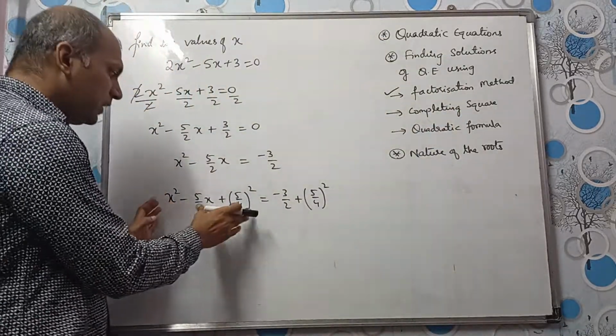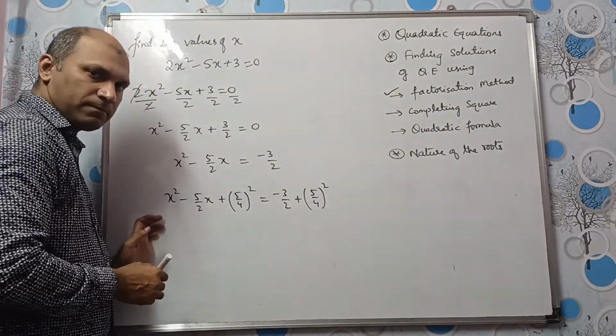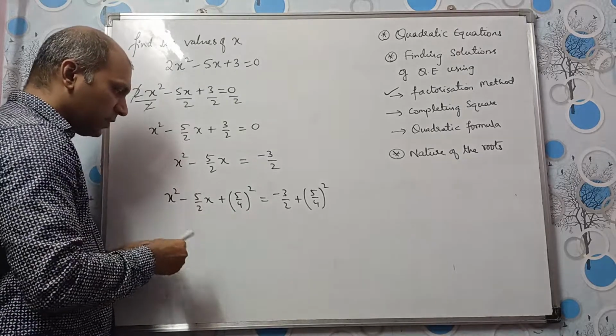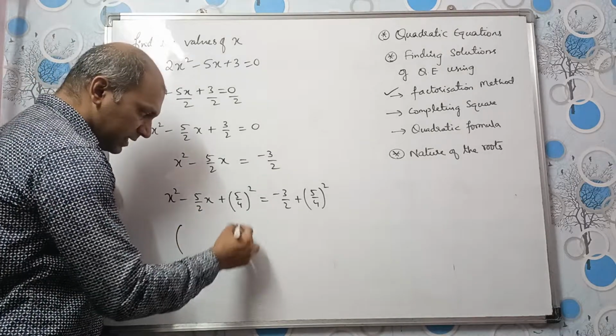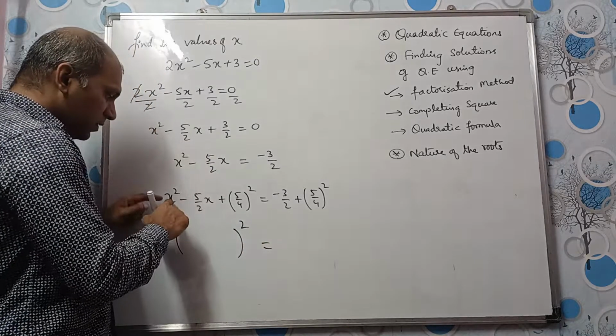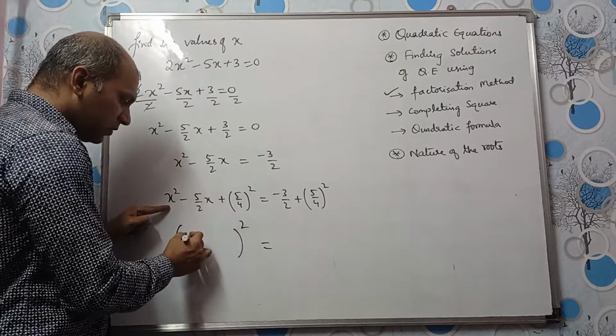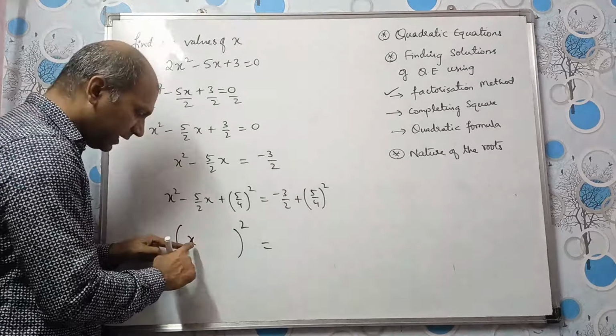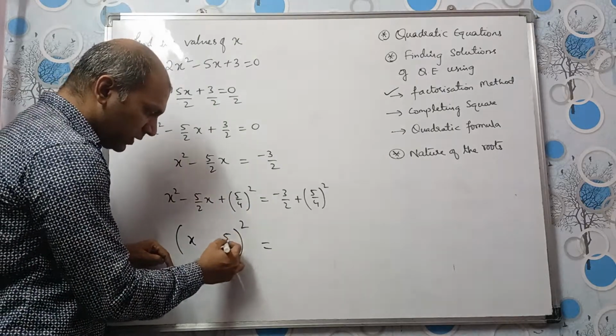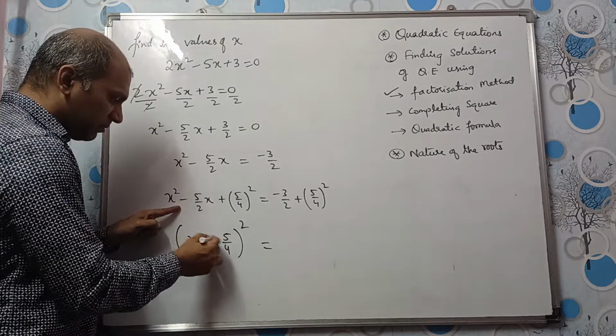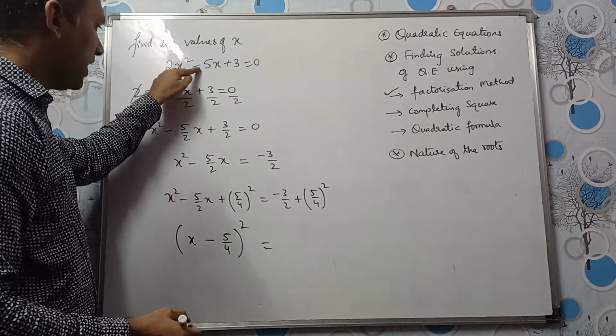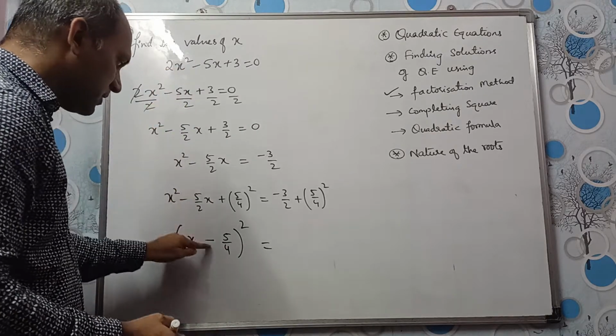Now we need to write this as a square. I'll tell you one trick how to write this as a square. See, which terms are having squares, you write those terms here. X is having a square, write x. 5 by 4 is having a square, write 5 by 4. This sign, minus sign, minus, minus, minus, and minus.